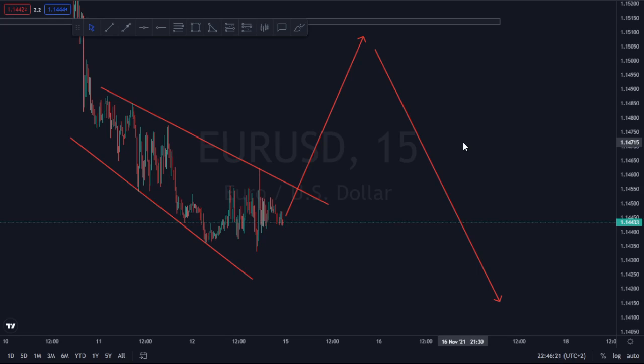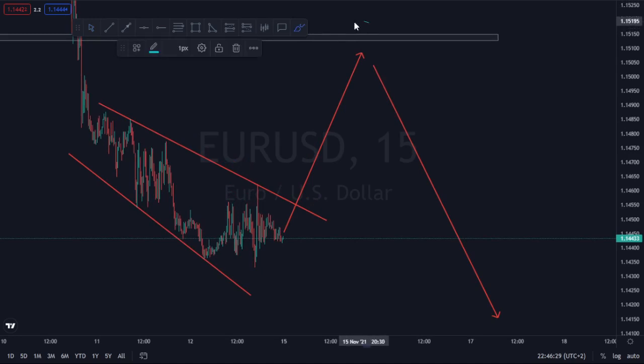So 15 minutes, I'm just looking to catch this short-term buy and then when price gets here, these highs, excuse me, I'll be looking to catch the continuation sells. So yeah, that's it for EURUSD, guys.